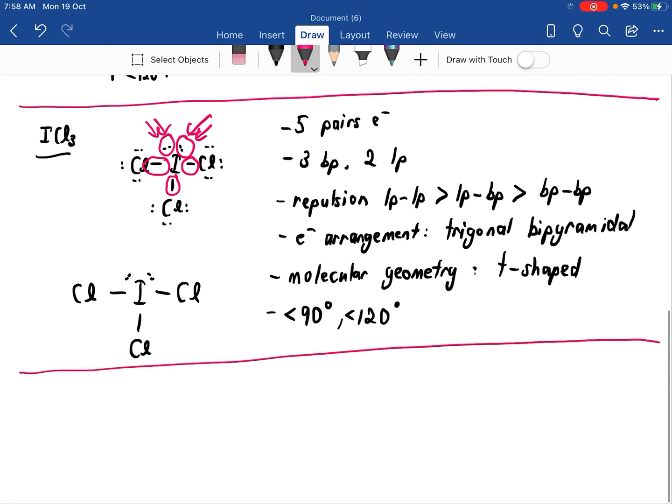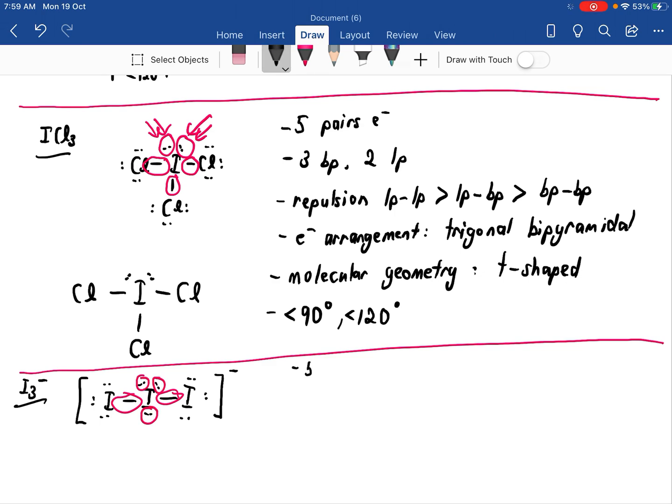Okay, and then the last one that I'm going to show you is I3 minus. Hopefully we have enough space for this. So I3 minus looks more or less like this. This is the Lewis structure. Again, identify the number of electrons. Still 5 pairs of electrons.